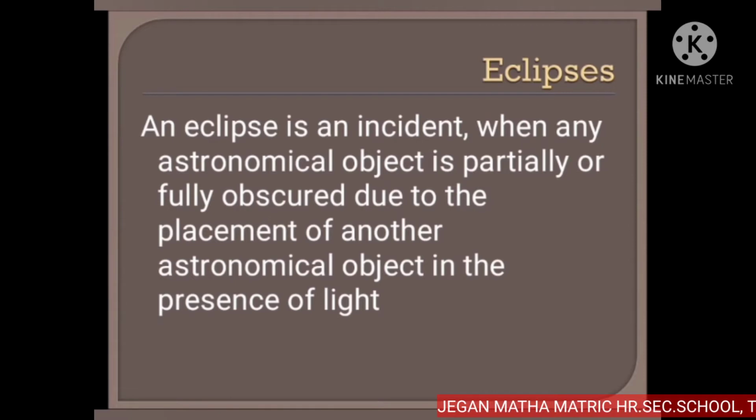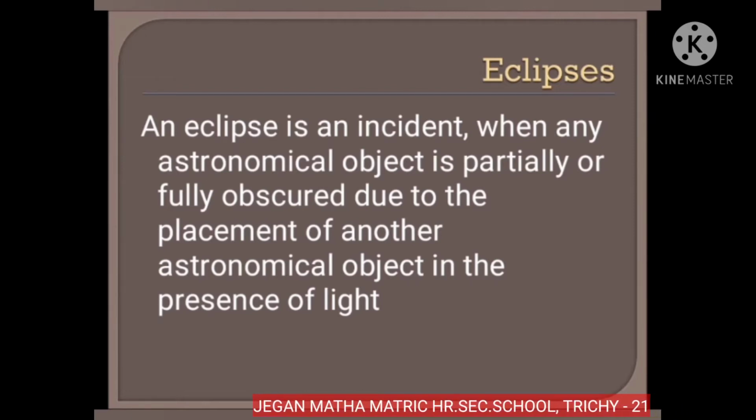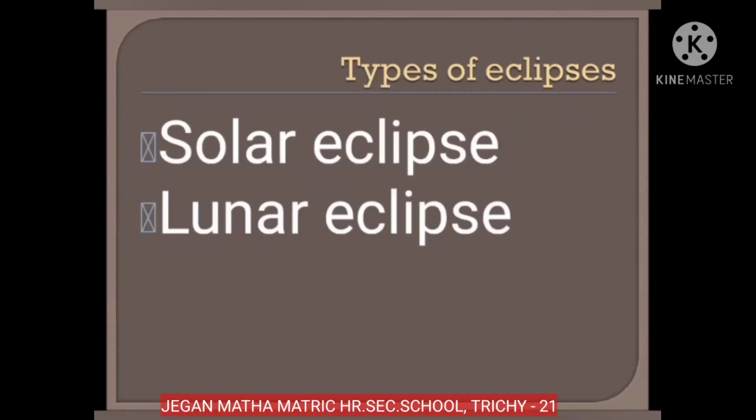Eclipses. An eclipse is an incident when any astronomical object is partially or fully obscured due to the placement of another astronomical object in the presence of light. So it is an incident when any astronomical object is partially or fully hidden due to the placement of another astronomical object in the presence of light. There are two types of eclipses. They are solar eclipse and lunar eclipse.